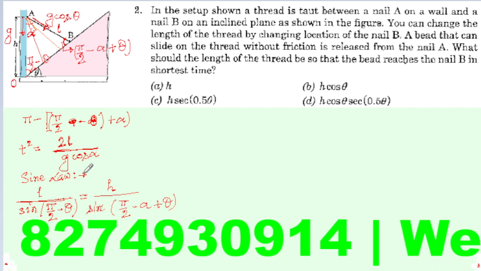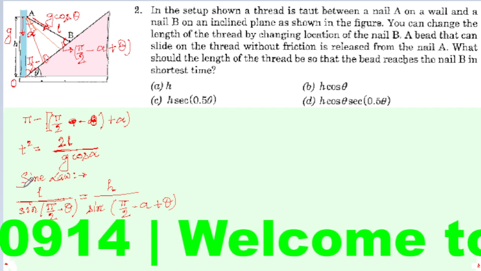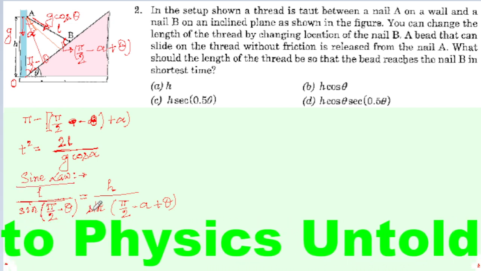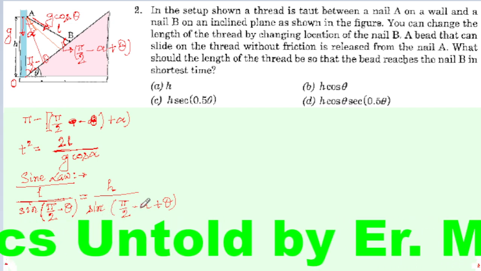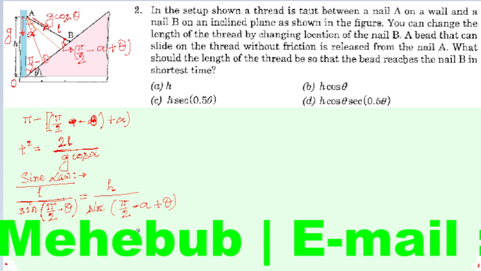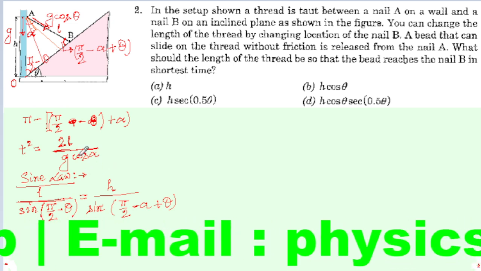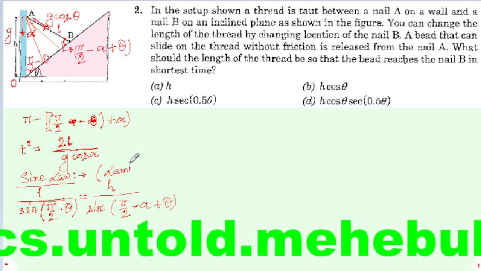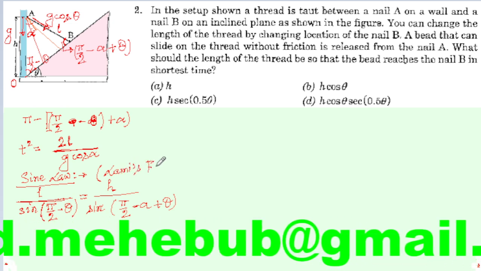So by sine law we are getting L divided by sine of pi by 2 minus theta equal to H divided by sine of pi by 2 minus alpha plus theta. Another name of this formula is Lami's formula.